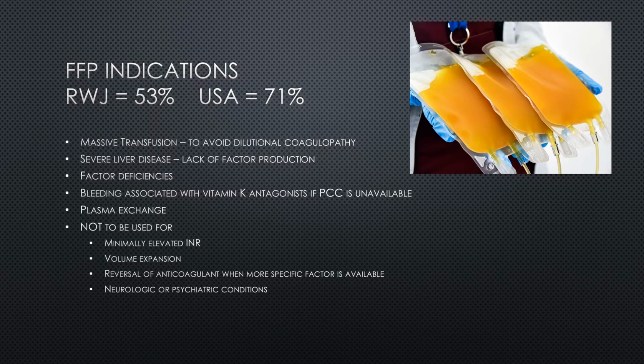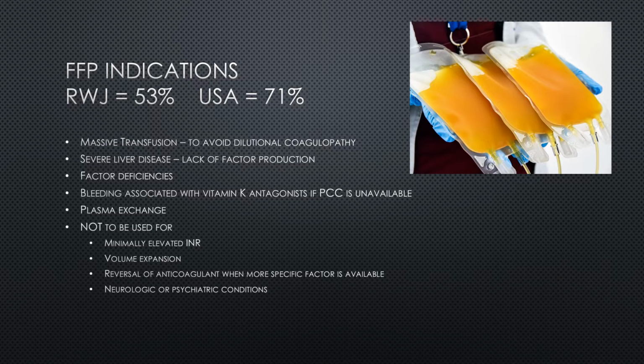The reason for this is that when we give lots of blood products, you can get a coagulopathy based on dilution. So lots and lots of red blood cells will dilute out the coagulation factors that we already have. So by giving FFP, we replace those coagulation factors to avoid the dilutional coagulopathy.